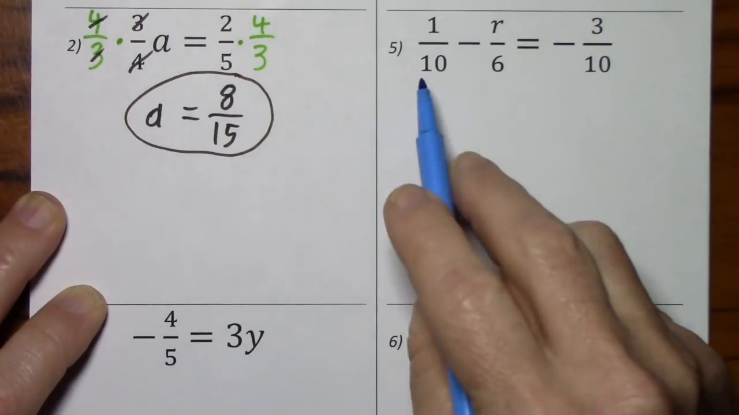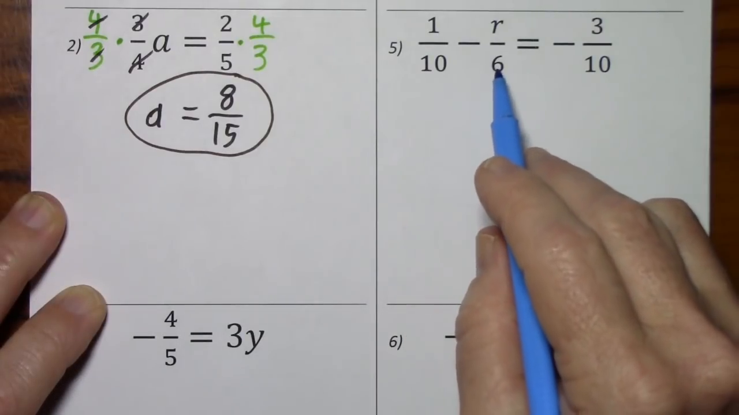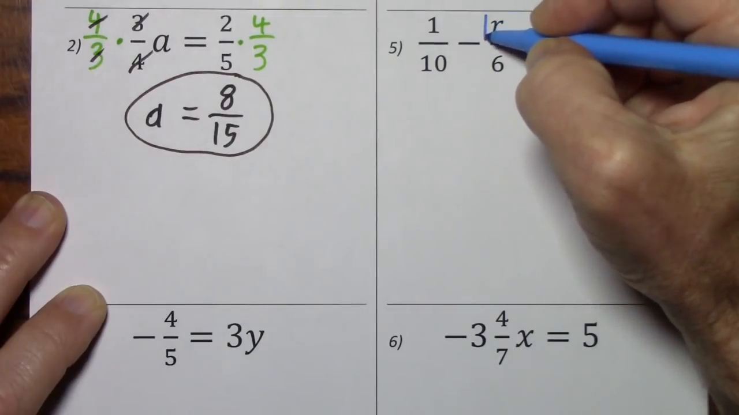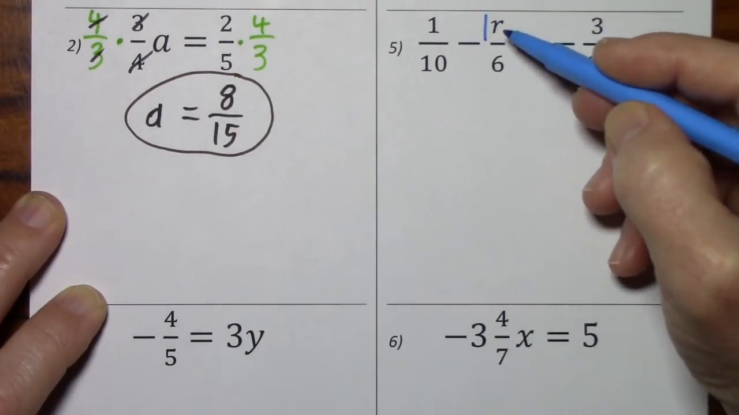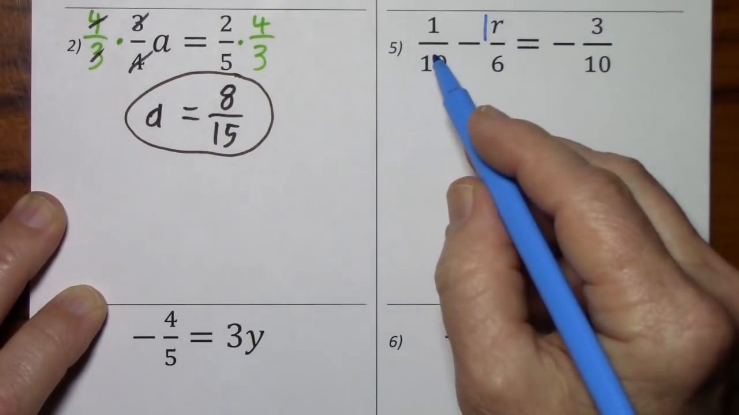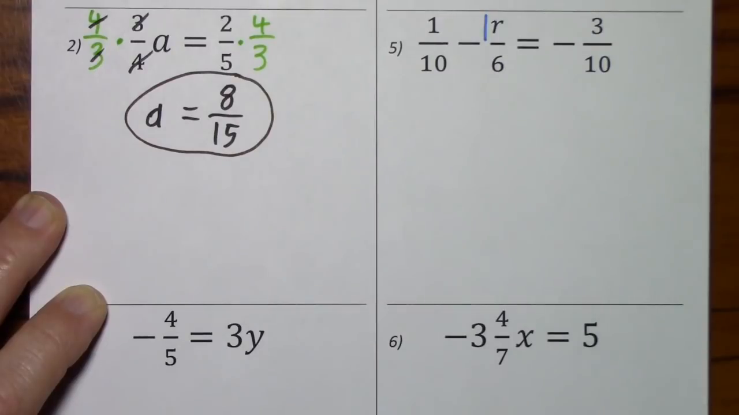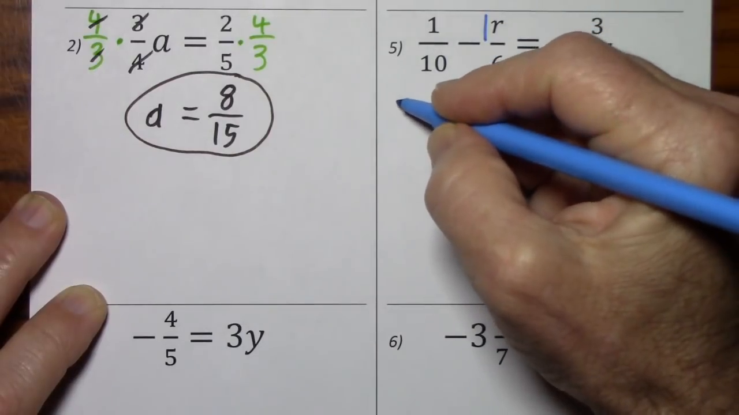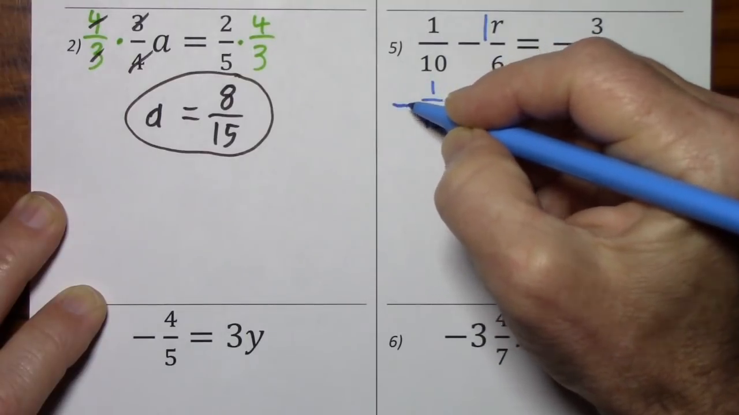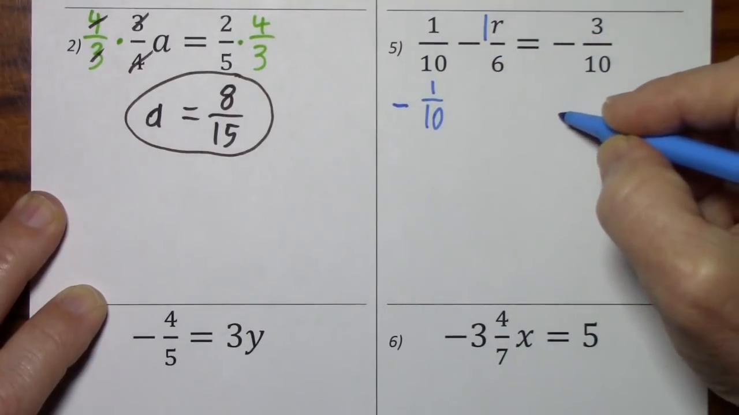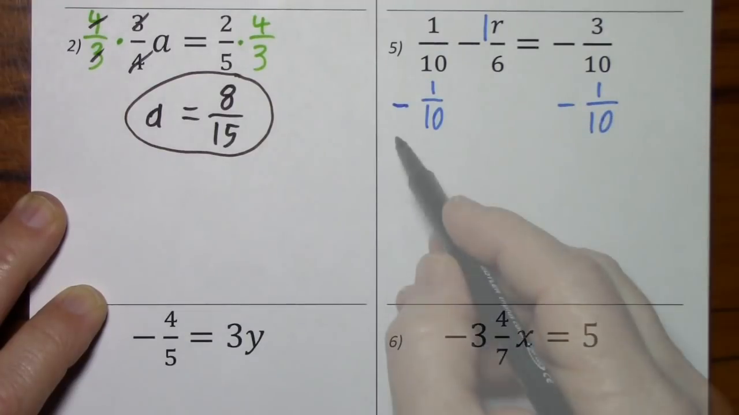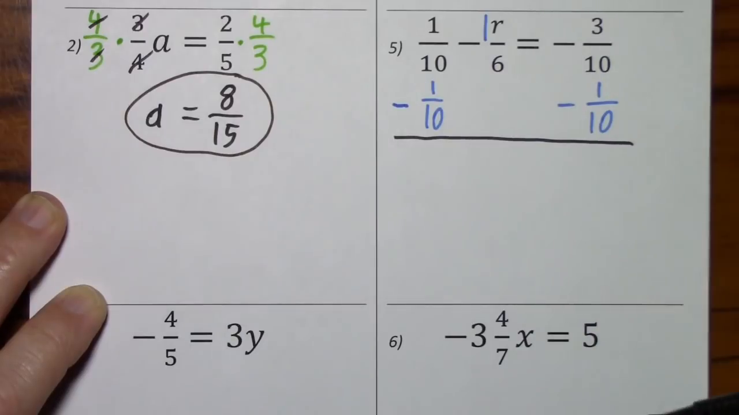Looking at this problem, you'll want to get rid of the 1/10 and also this 6. It's actually a negative 6, and there's a 1 in front of the r if nothing's written there. So the r can sit up top, or it could sit on the side. First, we'll get rid of this 1/10. It's a positive 1/10. So underneath it, we'll put a negative 1/10. Do the same on the other side of the equal. We'll just draw a line and bring everything down.